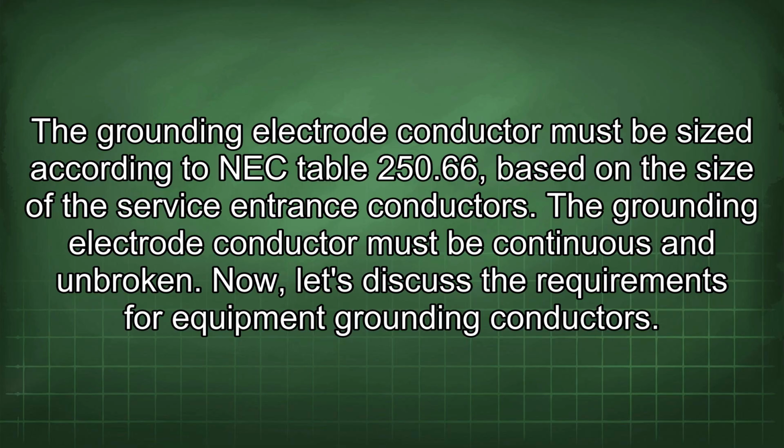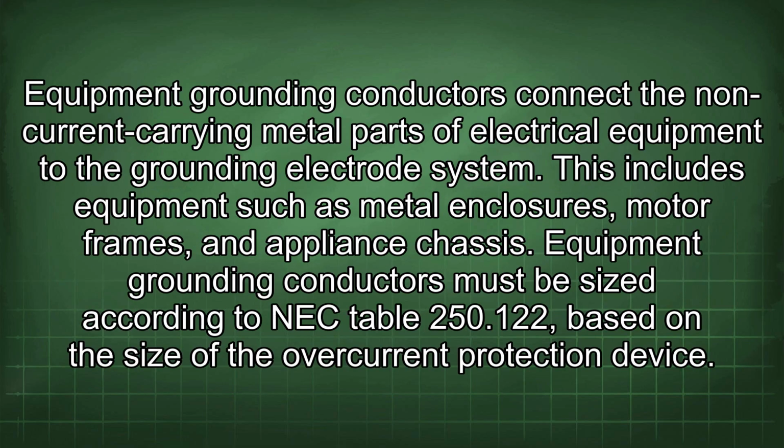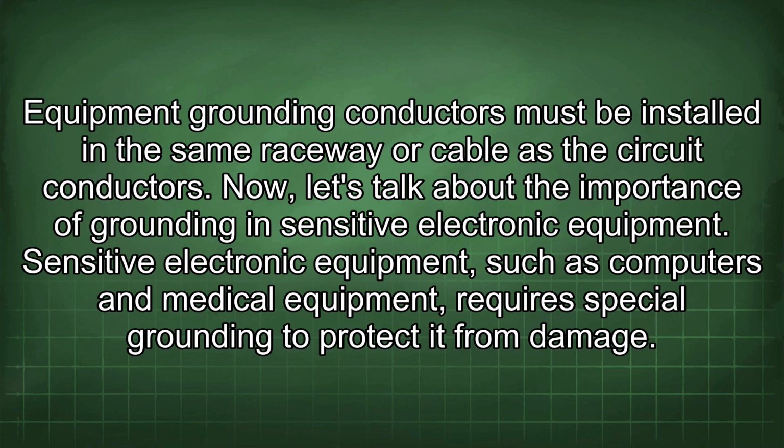Now let's discuss the requirements for equipment grounding conductors. Equipment grounding conductors connect the non-current carrying metal parts of electrical equipment to the grounding electrode system. This includes equipment such as metal enclosures, motor frames, and appliance chassis. Equipment grounding conductors must be sized according to NEC Table 250.122, based on the size of the overcurrent protection device. Equipment grounding conductors must be installed in the same raceway or cable as the circuit conductors.